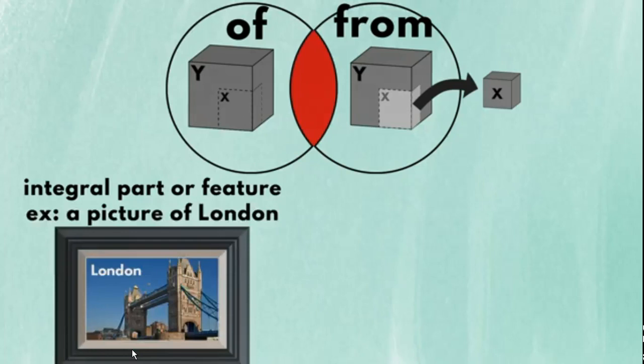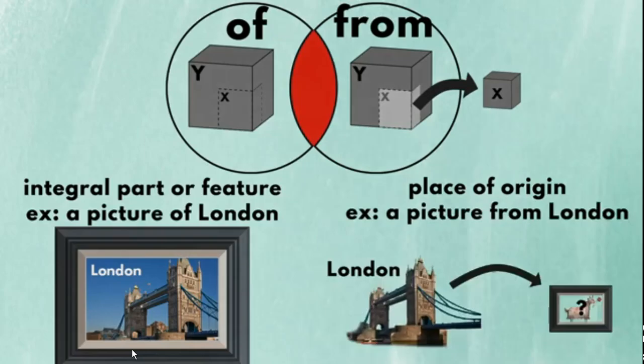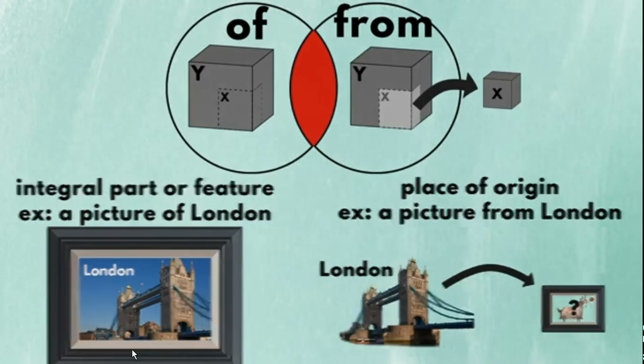Here is an example: a picture of London. So this is a picture of London, right? The ownership is like a position, we are showing that this picture belongs to London. Here we are talking about the place of origin, like this bridge is in London, right? A picture from London. So here we are talking about the origin of that place.